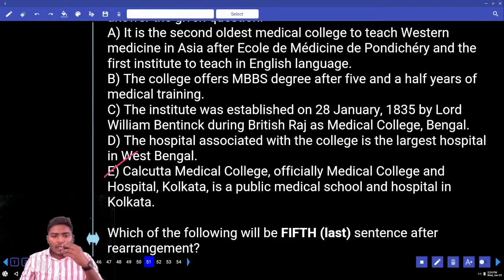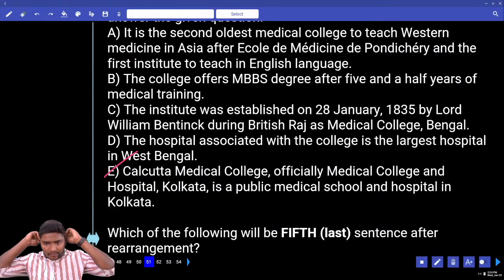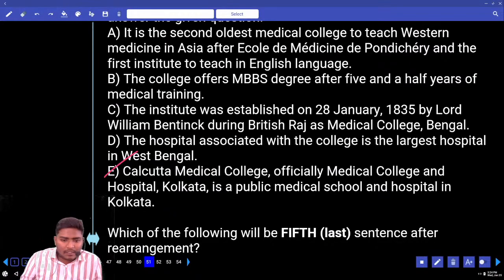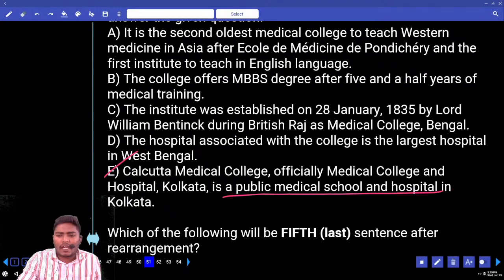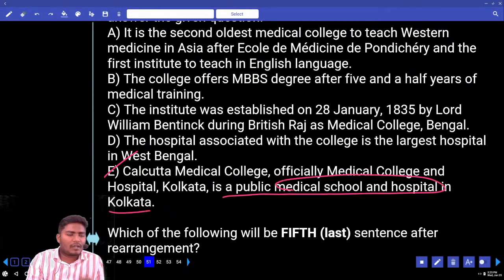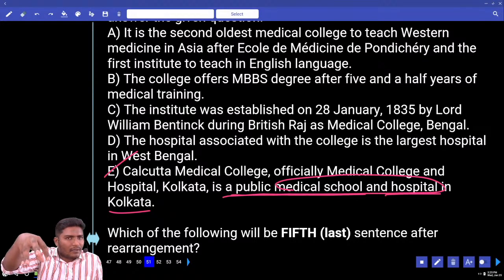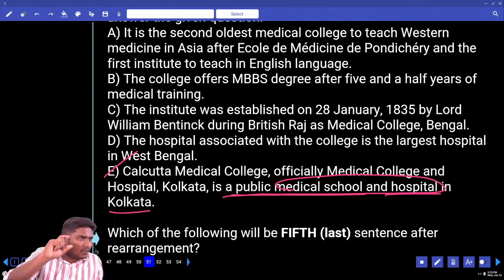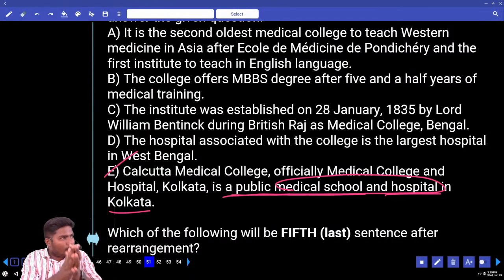Now read E. Calcutta Medical College, officially medical college and hospital. Calcutta. This is a public medical school and hospital in Kolkata. Now, which option can we add along with the E? This is both the combination of medical school and also hospital. The combination of these type of colleges or schools, they are called as institutes. Remember, not just hospital, not just college. It is a combination of multiple things that is used with the name of institute.